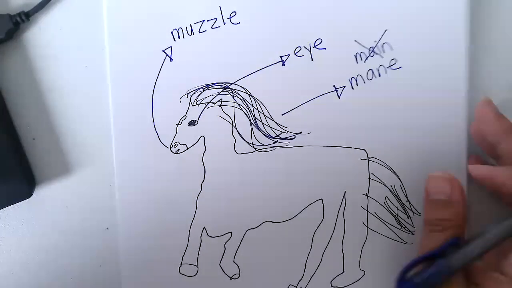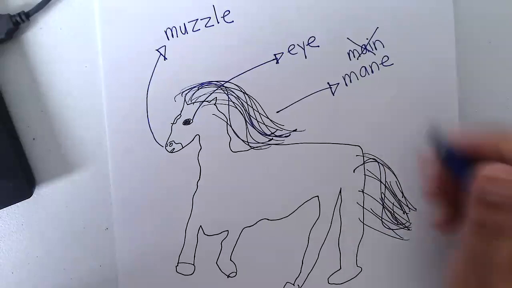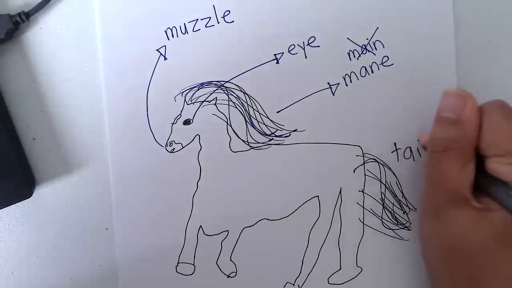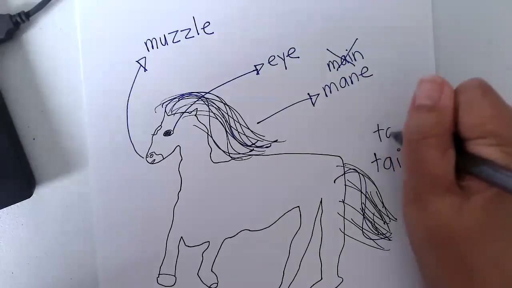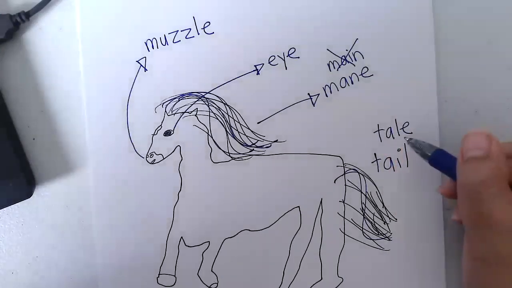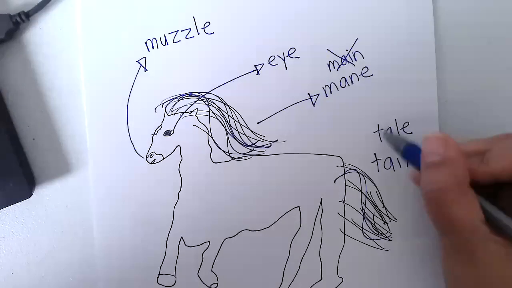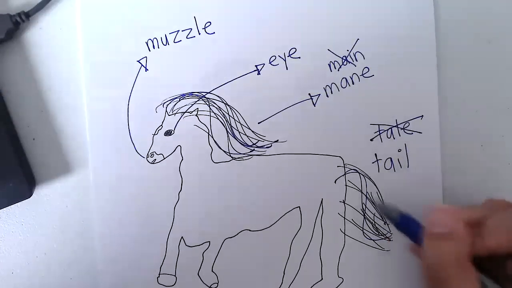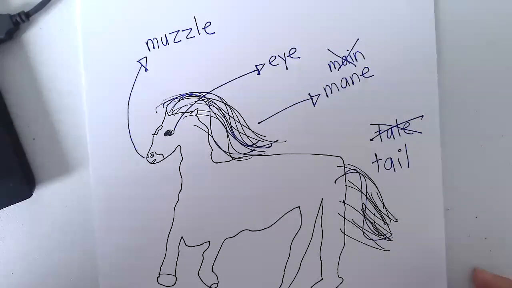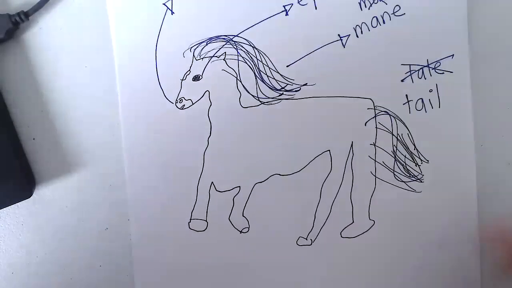So here we have also the hair right here, which is the tail. Tail. Not to be confused with T-A-L-E, which is like a story. Let me tell you a tale of a horse. That would be this tail. But this is the tail of a horse, right? And here we have hooves.